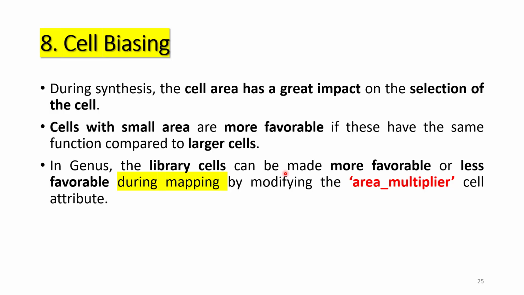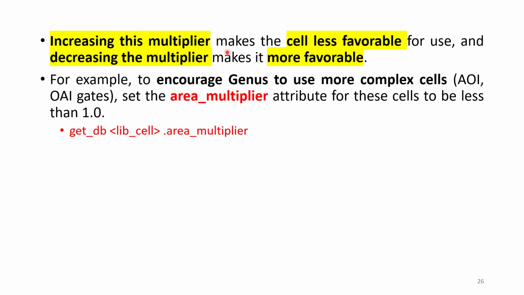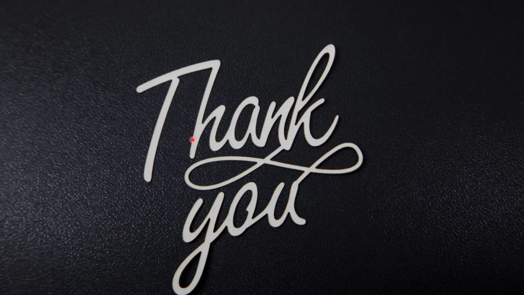In Genus, the library cells can be made more favorable or less favorable during mapping by modifying the attribute called area_multiplier. Increasing this multiplier makes the cell less favorable for use, and decreasing the multiplier makes it more favorable. For example, to encourage Genus to use more complex cells, that is AOI (AND-OR-invert) or OAI (OR-AND-invert) gates, set the area_multiplier attribute for these cells to be less than 1. This can be done by using the command set_db lib_cell, picking the cell name followed by .area_multiplier. So these are some of the optimization techniques that will be performed by Cadence Genus during the synthesis stage.